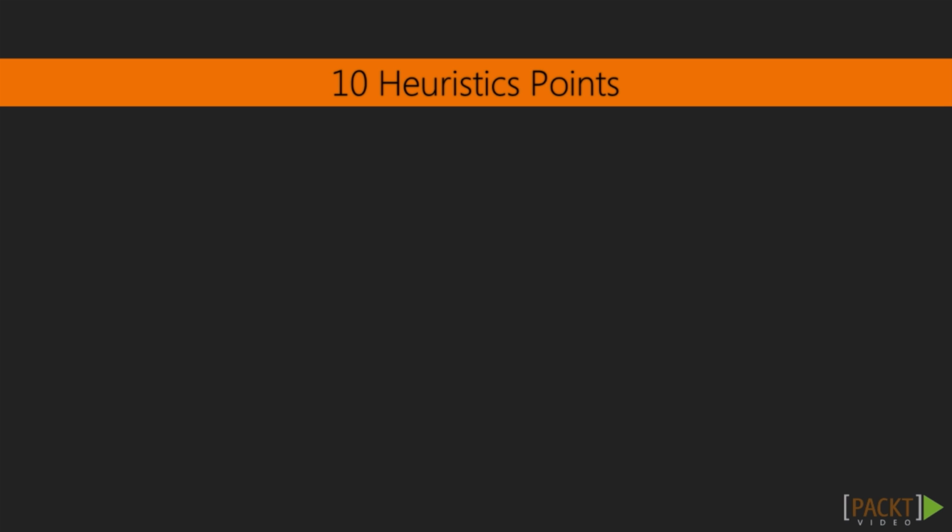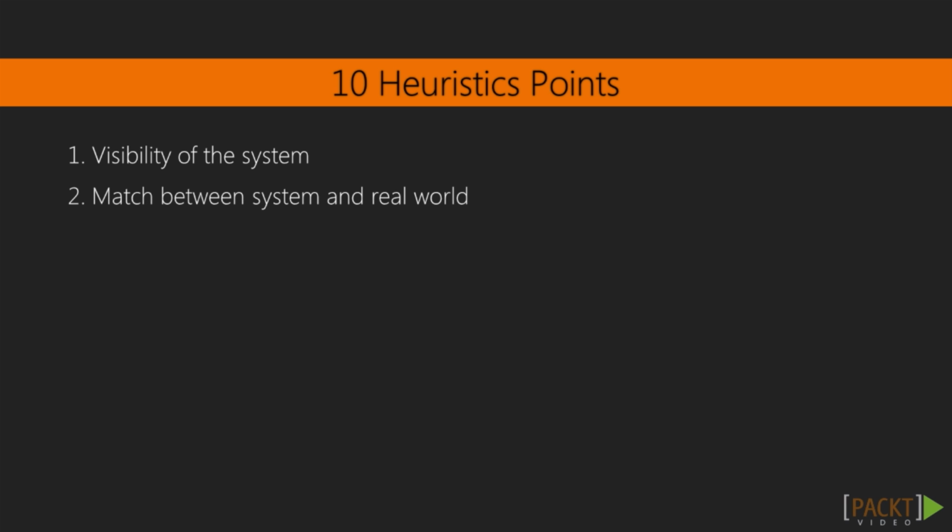The system is made up of these 10 points. Number 1. The visibility of the system. A system should have appropriate feedback and messages. Number 2. Match between the system and the real world. A system should familiarize its users through the users' language and implied interactions.